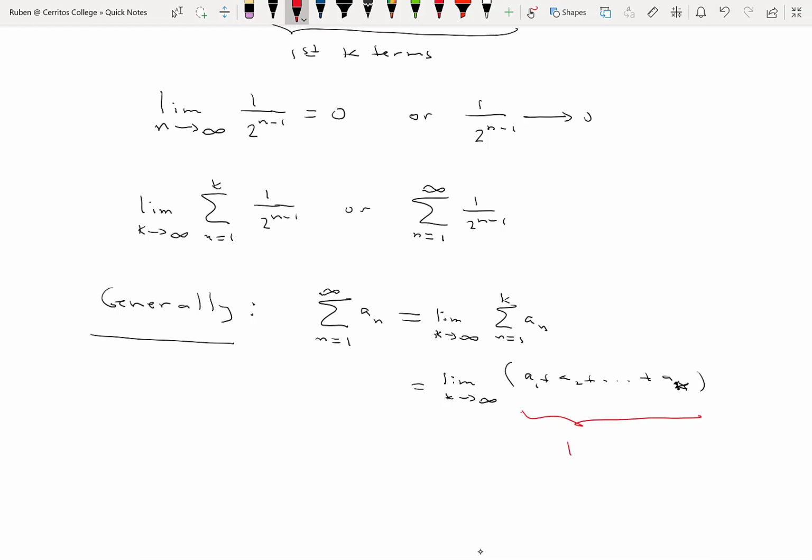This in red is called a partial sum. And that kind of makes sense to use the term partial sum, as opposed to the total sum, or the value of the limit as n approaches infinity. So a partial sum of a series is obtained by adding any number of terms in the series together.